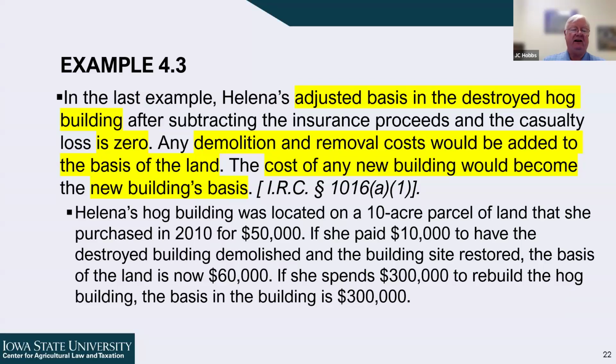So here, let's go into detail exactly what's going on. The hog building was located on a 10-acre parcel. She bought it in 2010 for $50,000. She pays $10,000 to have the destroyed building demolished and removed. The building site is then restored. The basis of the land now is the 50 plus the 10, so $60,000. When she spends the $300,000 to rebuild the hog building, the basis of that building is now $300,000. So the $10,000 of cleanup goes to the land. The new building stands on its own.